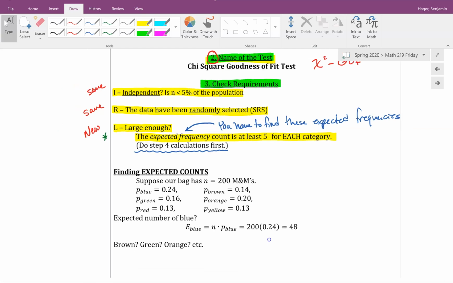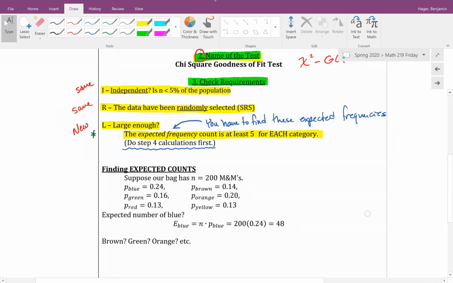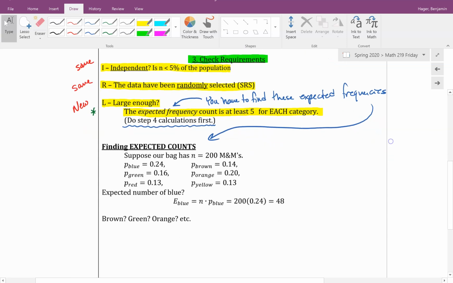So especially if you were going to use something like StatCrunch, I would just run it through StatCrunch. One of the things StatCrunch will tell you is the expected amount for each category. Then, after the fact, I can just verify that yeah, we were good. So you could move on to step 4 if you're doing StatCrunch, or if you're not, then you could just feel free to do it right now. Okay, you've got to find these expected counts.